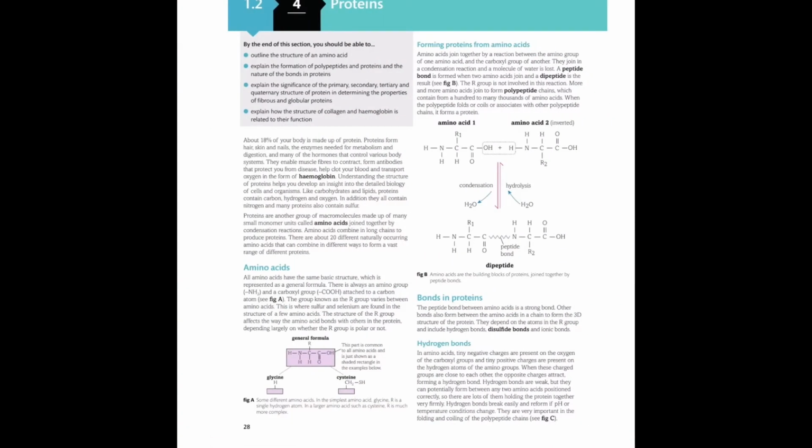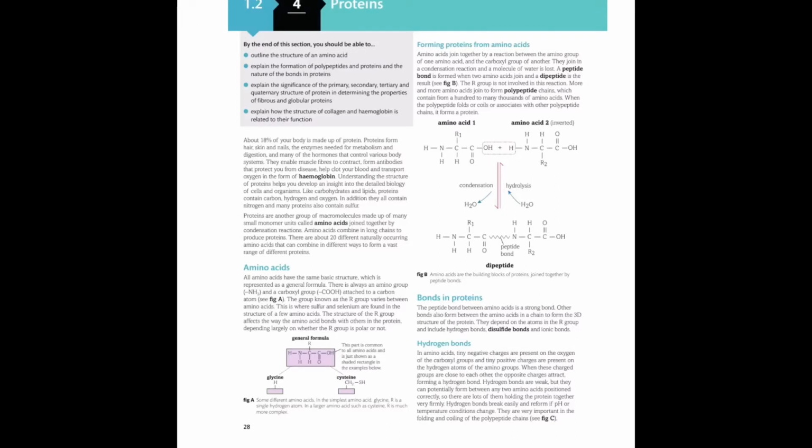About 18% of your body is made up of protein. Proteins form hair, skin, and nails. The enzymes needed for metabolism and digestion, and many of the hormones that control various body systems. They enable muscle fibers to contract, form antibodies that protect you from disease, help clot your blood, and transport oxygen in the form of hemoglobin. Understanding the structure of proteins helps you develop an insight into the detailed biology of cells and organisms.